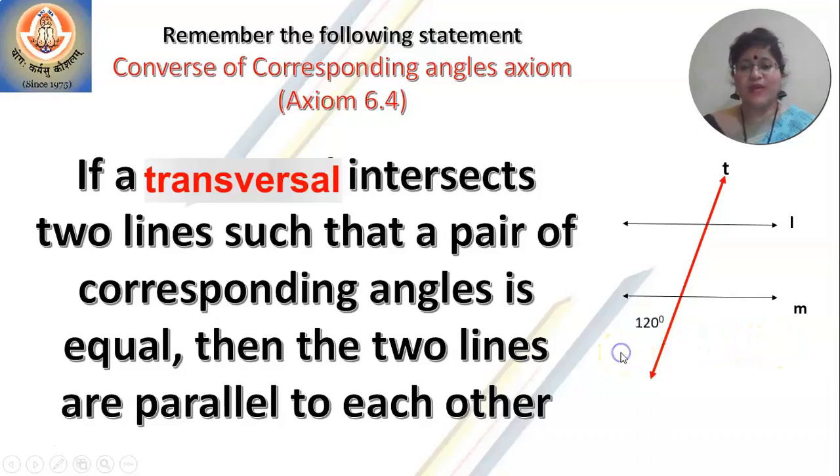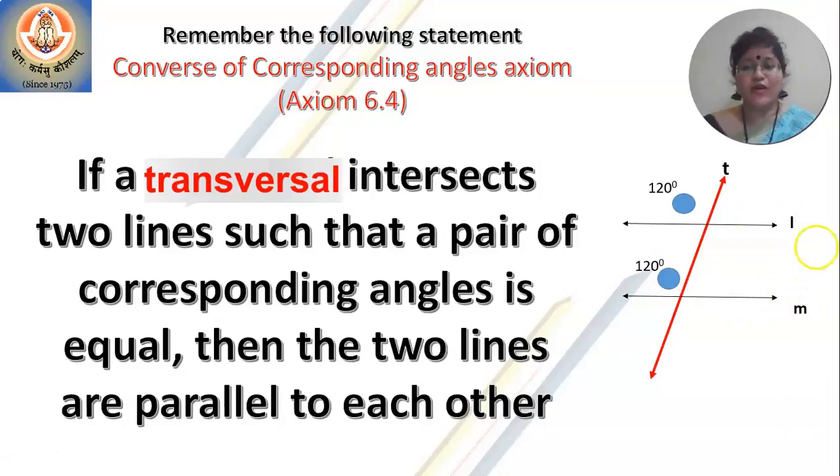Now let us take a pair of corresponding angles. 120 degrees and 120 degrees. These two angles are corresponding angles and they are also congruent. They have the same measure. Then what can you tell about these two lines? These two lines will be automatically parallel.